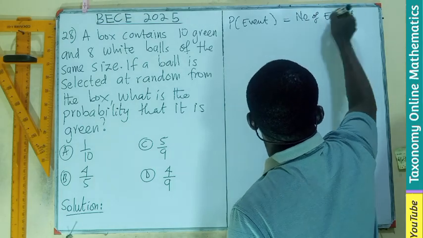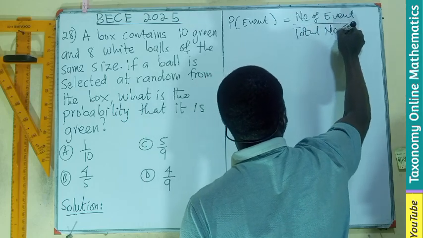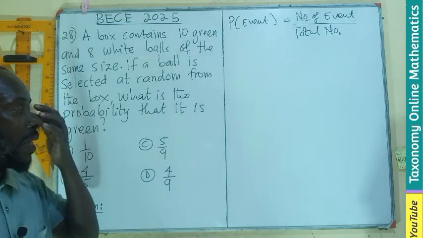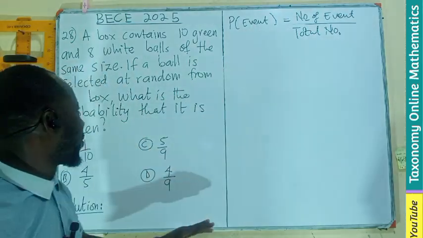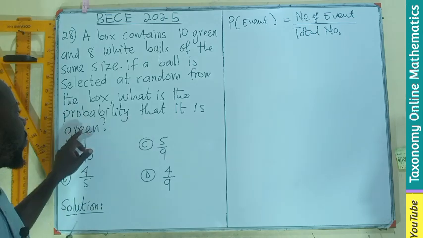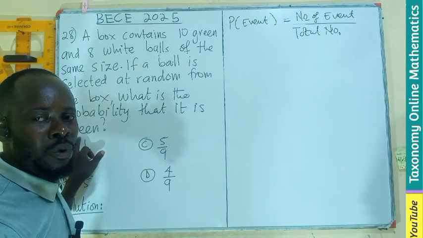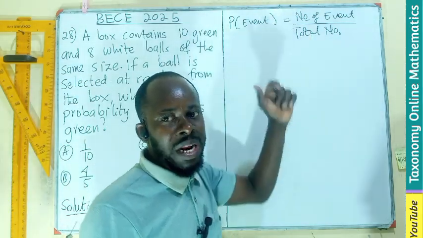events over the total number, or total sample space. So here, first thing to do is to identify the event the question is all about. The question is about selection of a green. That is the event. So probability of green will be equal to the number of green balls divided by the total number of balls.